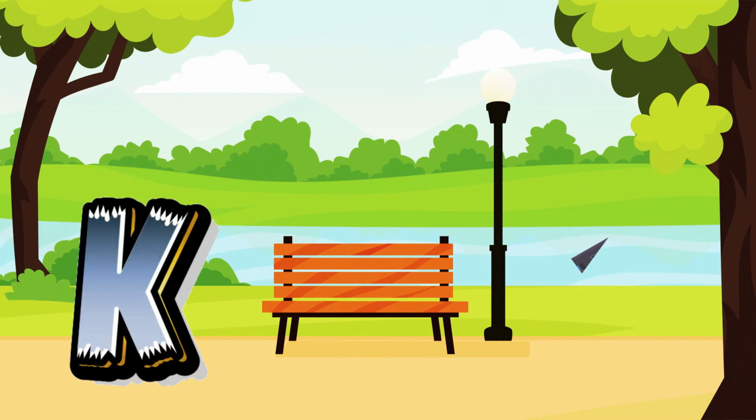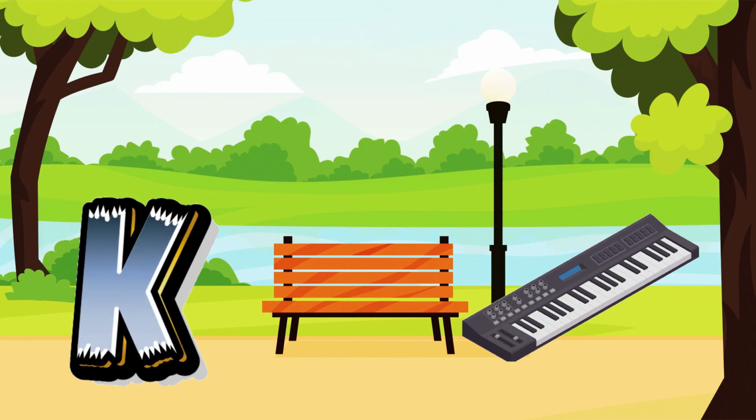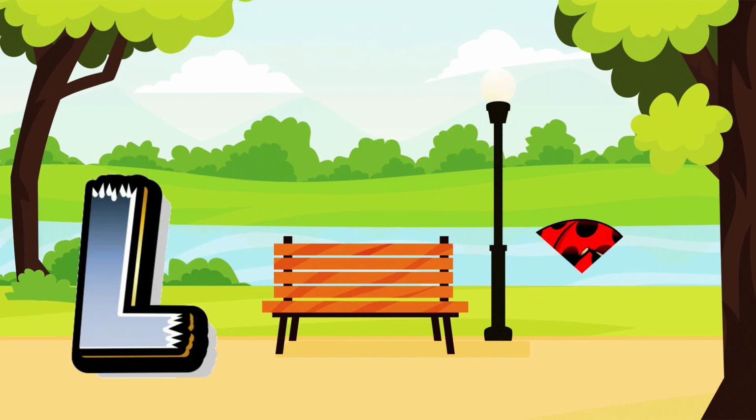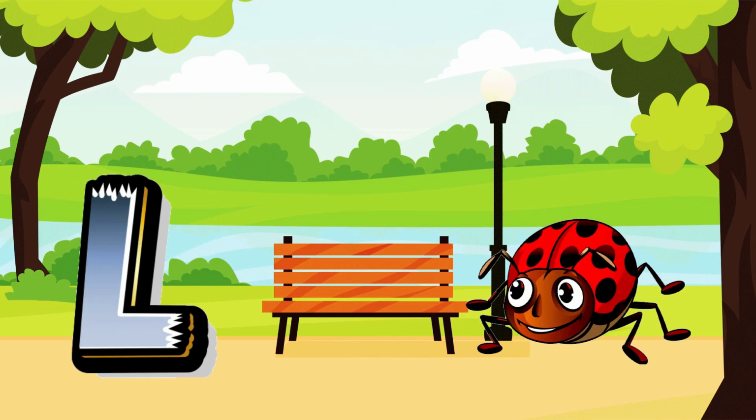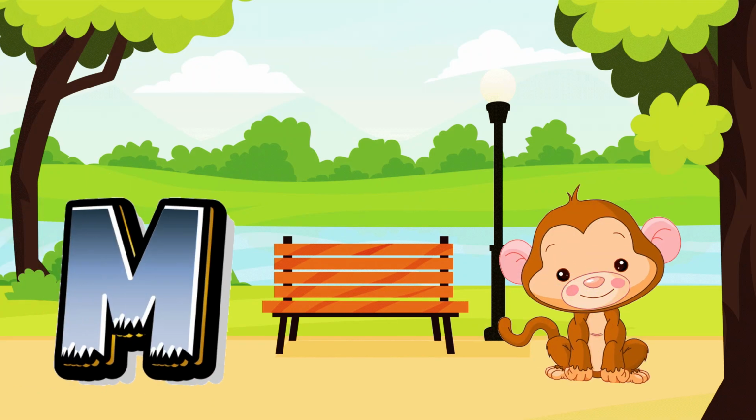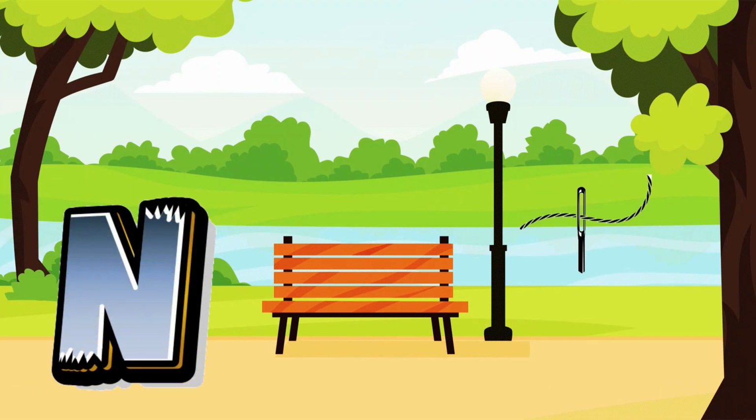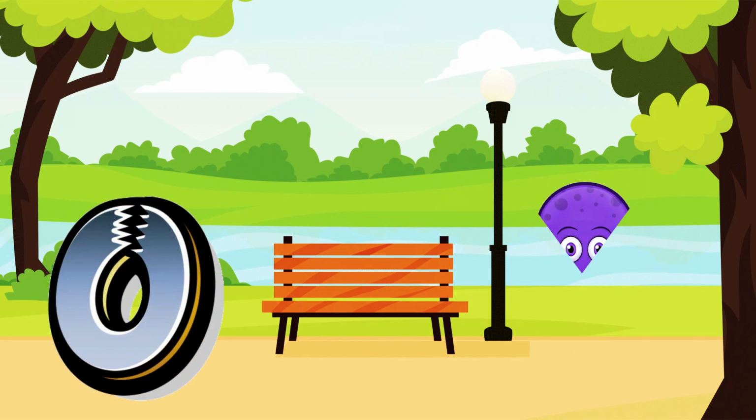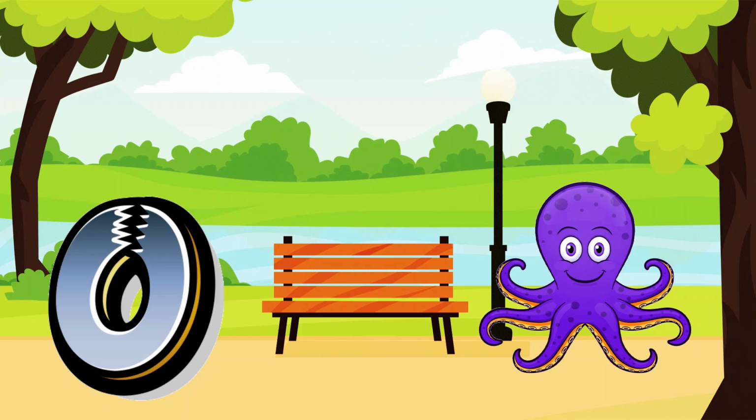K is for keyboard, keyboard. L is for ladybug, ladybug. M is for monkey, monkey. N is for needle, needle. O is for octopus, octopus.